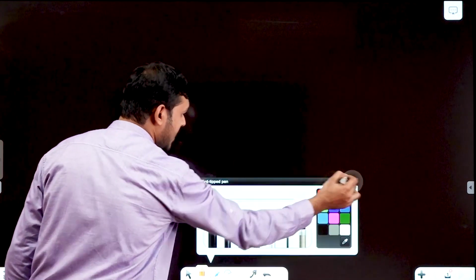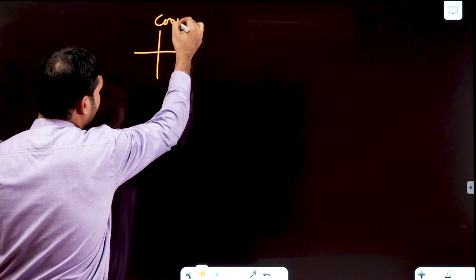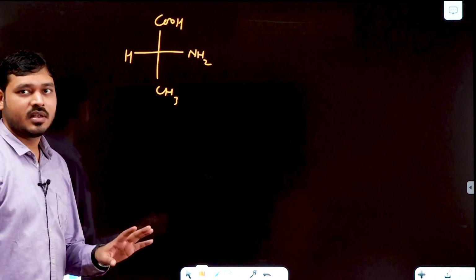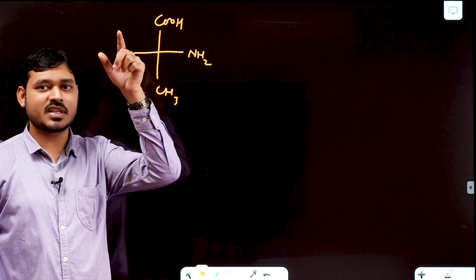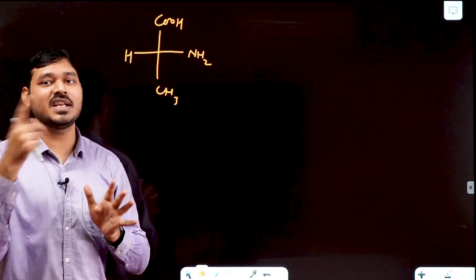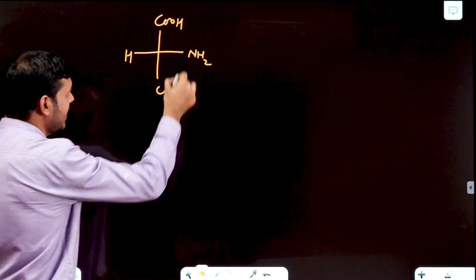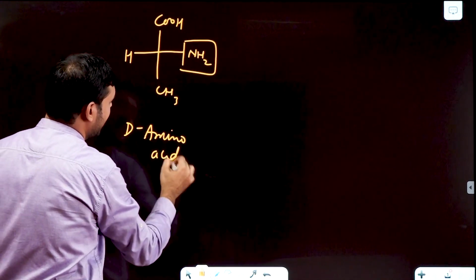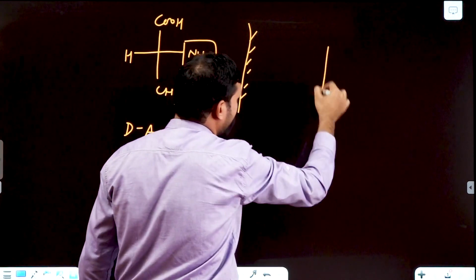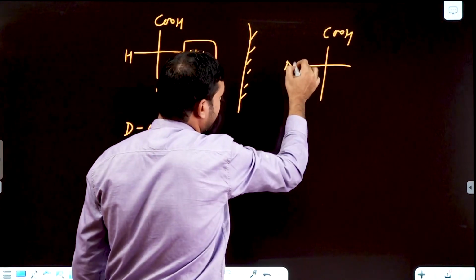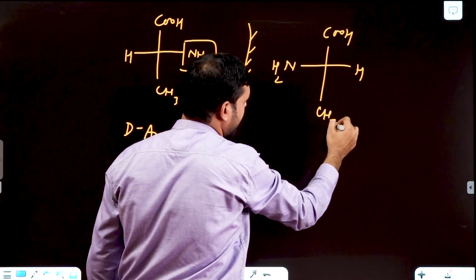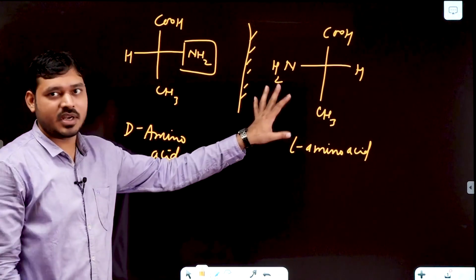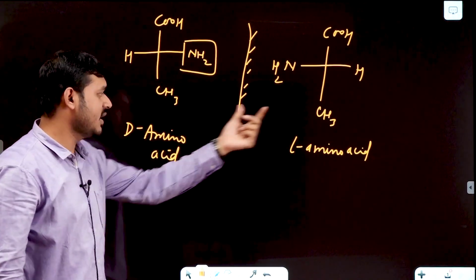Now let's see DL configuration in amino acids. All the rules are the same in case of amino acids. Top priority functional group at the top, longest carbon chain in a vertical line. Then here with respect to the NH2 group you have to check. If I say simply, this NH2 is on the right side, so it is a D amino acid. As I said, take the mirror image and you will get its L part. So NH2 here, this H and this CH3, so it is your L amino acid. I am not going into the common name or IUPAC name of these amino acids. I am just telling you this is a D amino acid and this is an L amino acid.